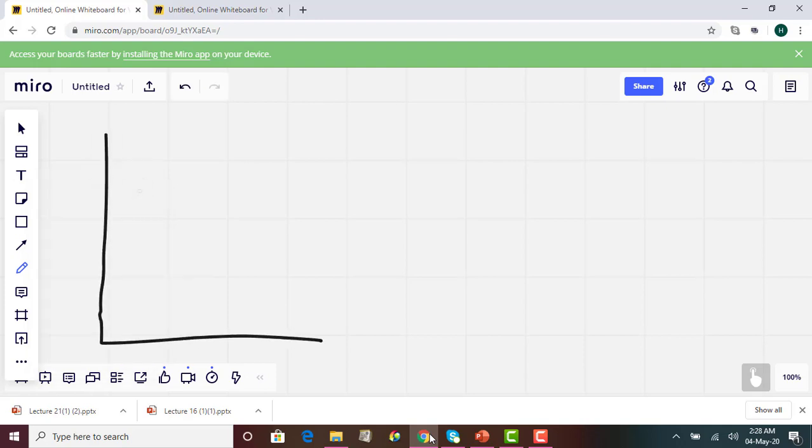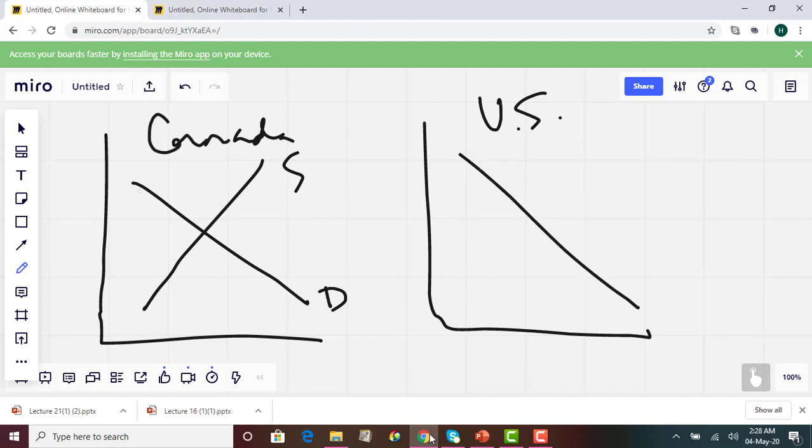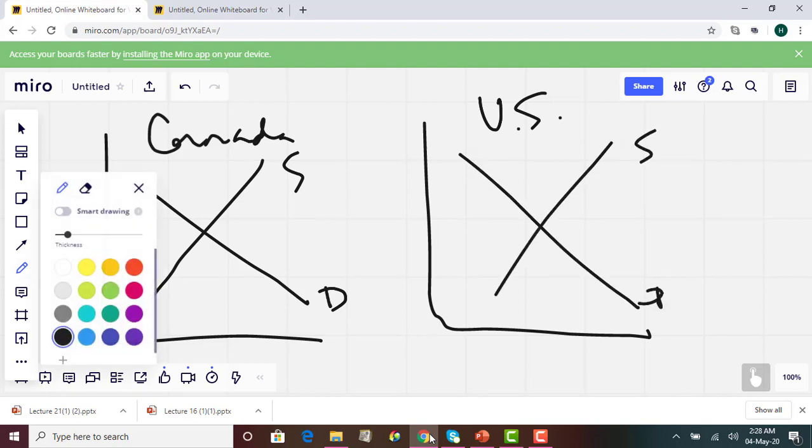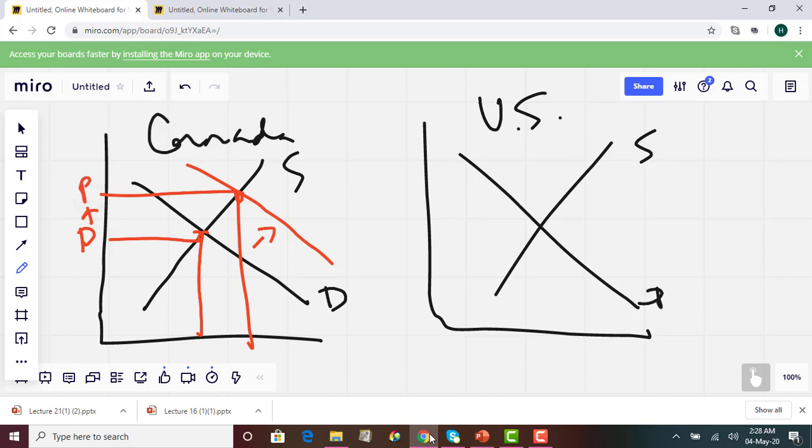Let's say this is for Canada and this is for the US, and we are talking about exchange rates. Okay, now we know this is the demand and this is the supply. Now let's say Americans import more goods from Canada, so there is more demand for Canadian dollars, so the demand for Canadian dollars goes up and the demand curve shifts to the right. What happens to the price? You see the price has gone up, which means the value of the Canadian dollar has gone up.